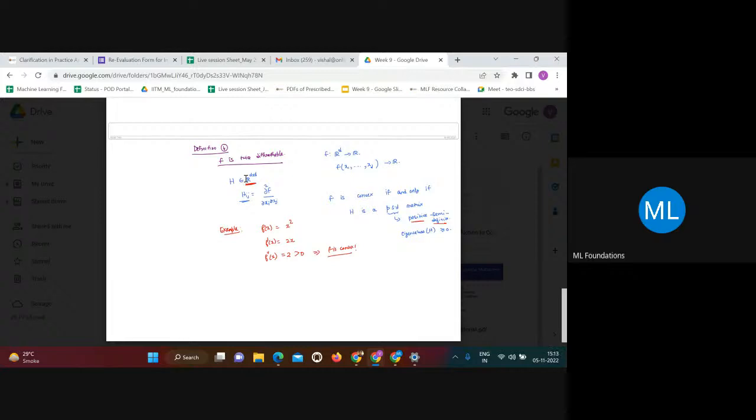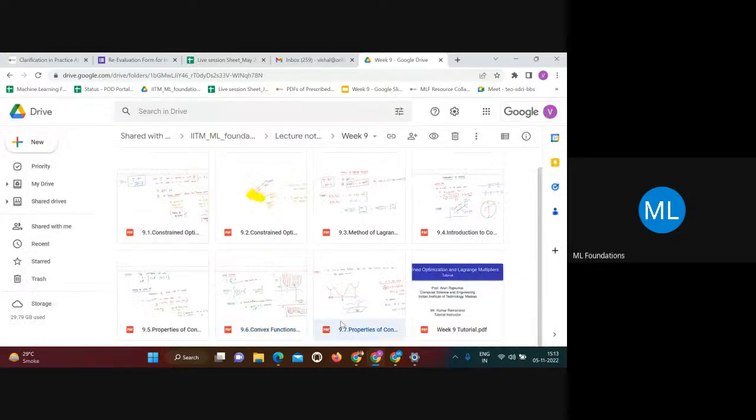How to check whether this matrix is positive definite or not? You can just calculate the eigenvalues. If they are greater than or equal to 0, then it's positive semi-definite. If you are getting any eigenvalue as 0, it is semi-definite, and if all the eigenvalues are positive, then you can directly say it's positive definite, and this is a convex function also. Okay, so now we'll move to the next part.